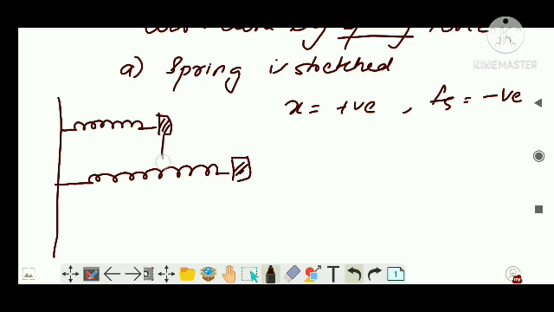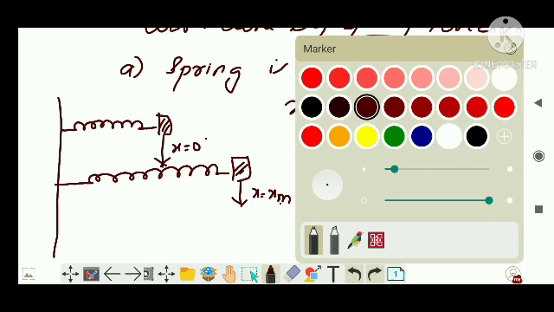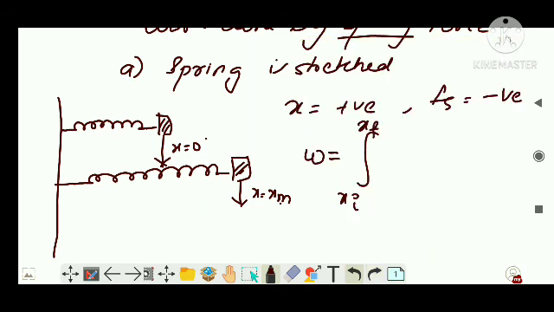Let's say this position is x equal to 0 and this position is x equal to xm, its maximum position. So what is the initial position? 0. I have extended it to xm. So what is the work equation? Work is equal to, for a variable force, the integral from xi, the initial position, to xf, the final position, of Fs ds.